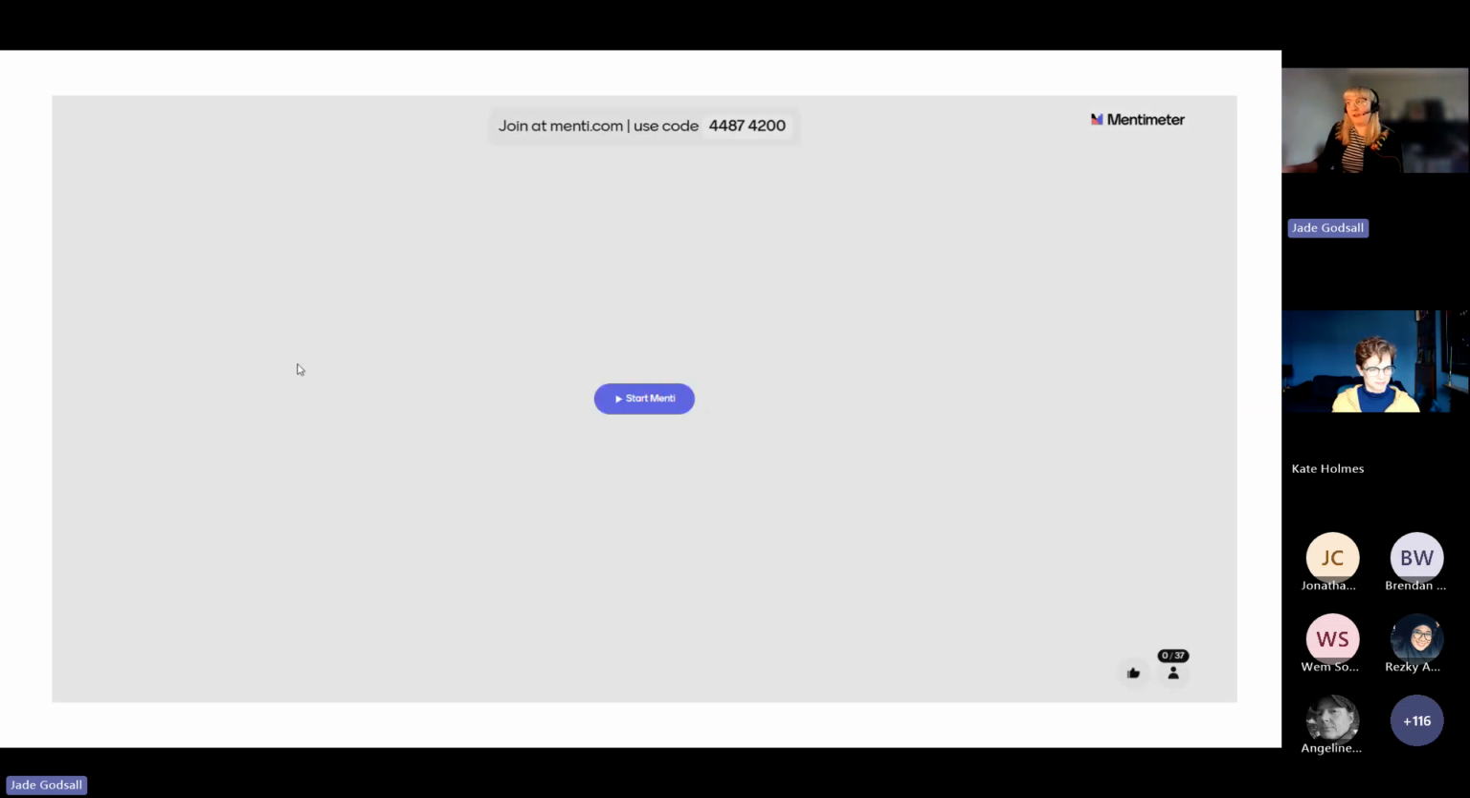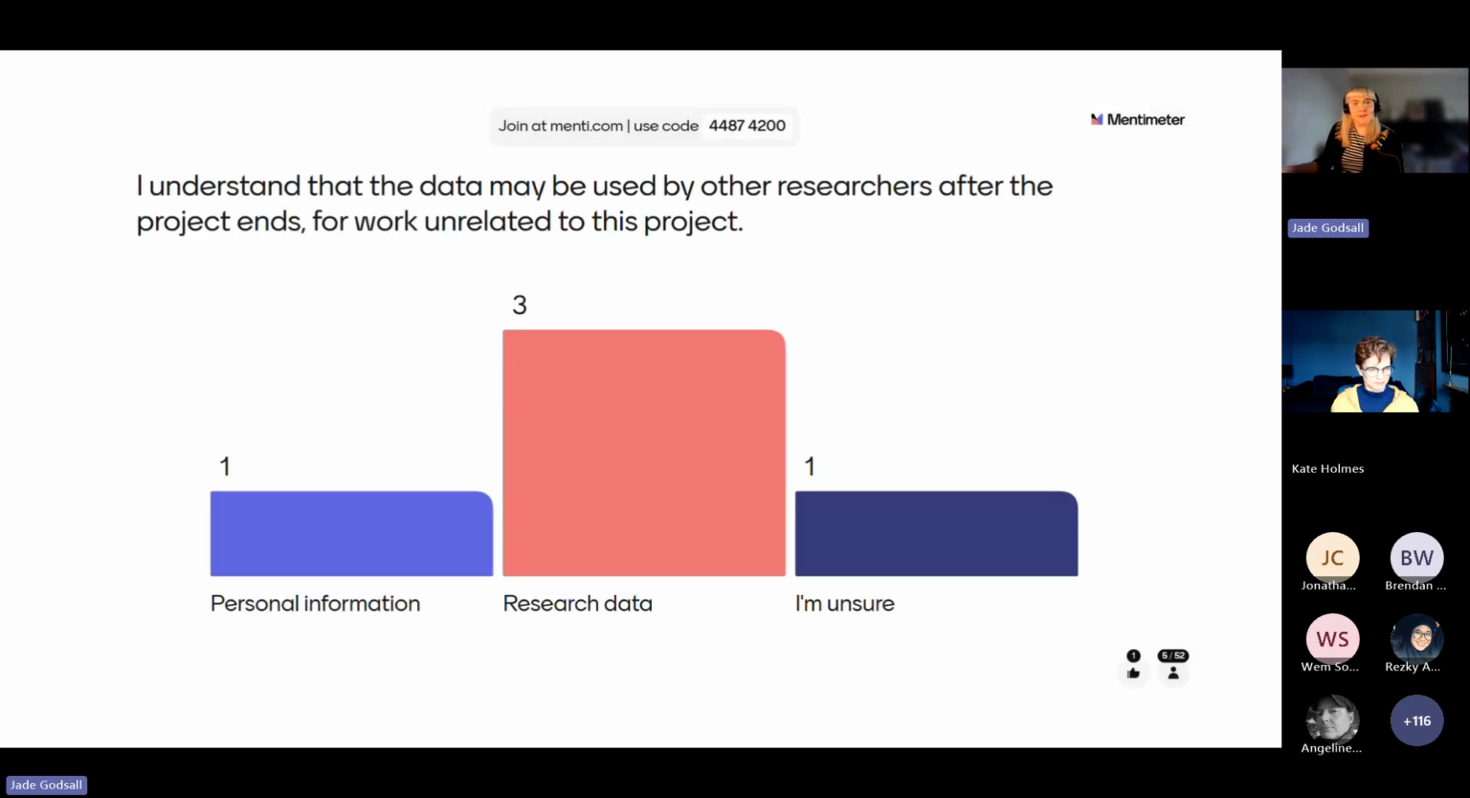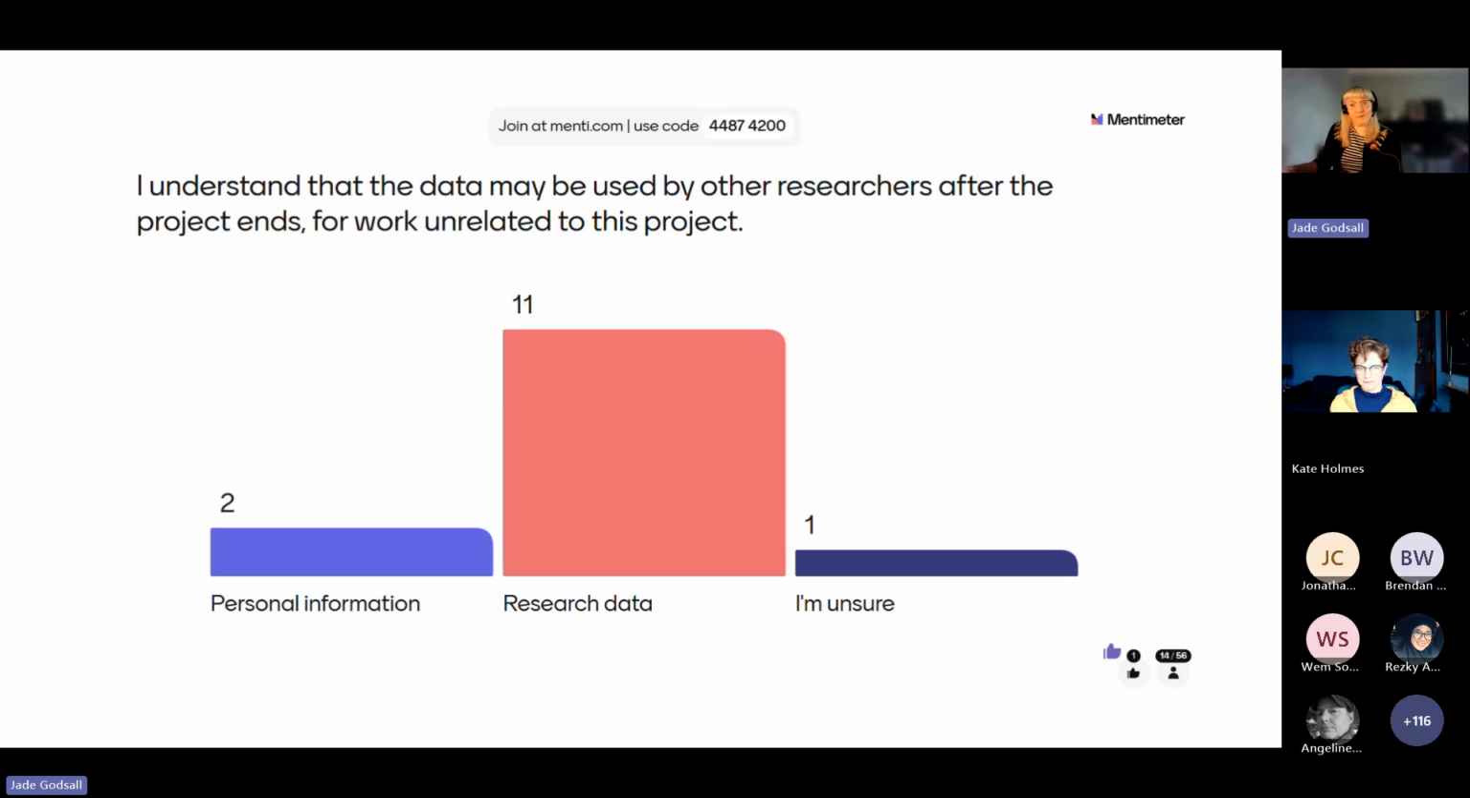Okay, what about this statement? I understand the data may be used by other researchers after the project ends for work unrelated to this project. So do you think that's personal information, research data, or are you unsure? Again, most people think research data. A few of you not so sure or think it might be personal information. The majority, I think it's research data.